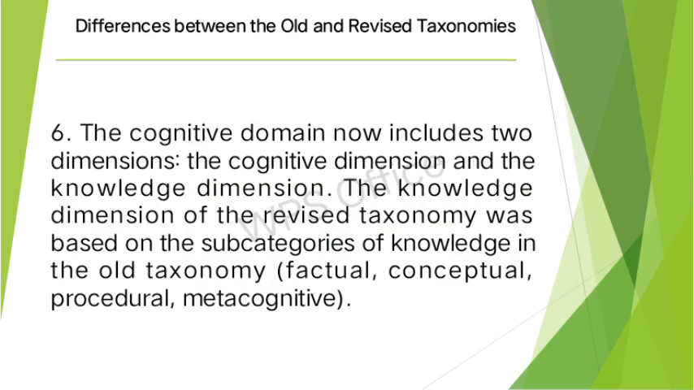Last is the number 6, which is here naman, the revised cognitive domain now has two dimensions. We have the cognitive and knowledge dimension, wherein the knowledge dimension uses subcategories from the old taxonomy. So we have factual, conceptual, procedural, and metacognitive. And this means that the revised taxonomy considers both how we think, which is the cognitive dimension, and what kind of knowledge we are using, which is the knowledge dimension.